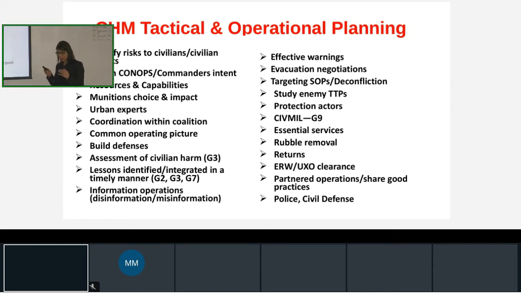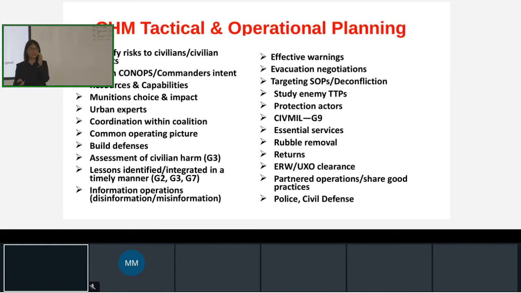Again, having your post-strike assessment SOPs and your forms sufficiently written up so that everybody can fill that out. If it goes into the civilian casualty mitigation team, this tracking cell, and then the analysis starts coming in over why, what happened. That could also be useful, at least in the US military perspective, if the commander decides to do an AR 15-6. And then lessons identified, integrated in a timely manner.